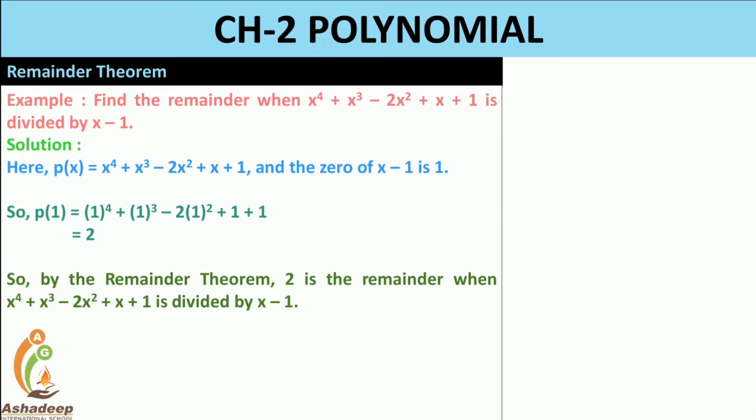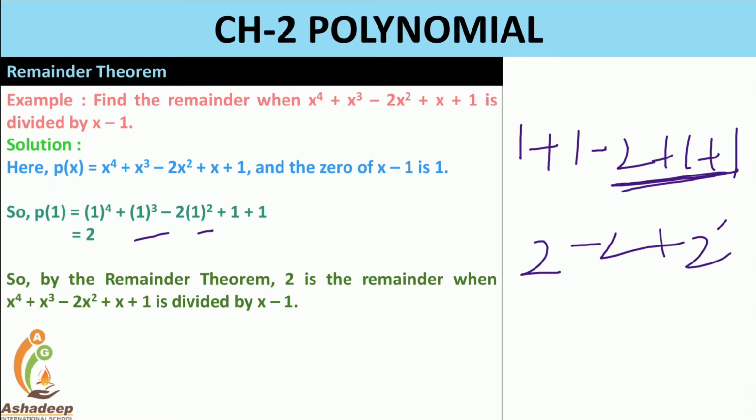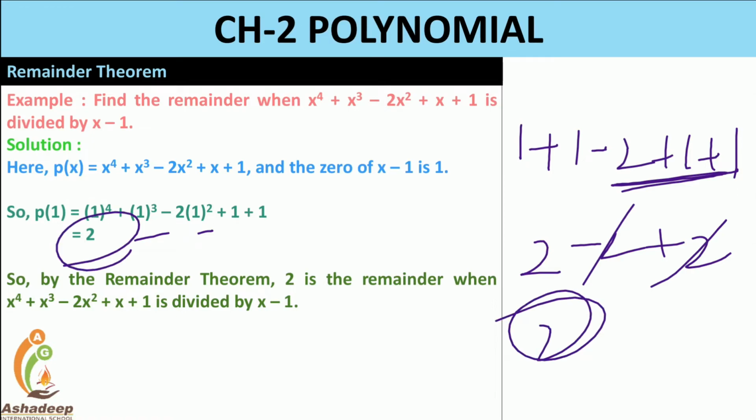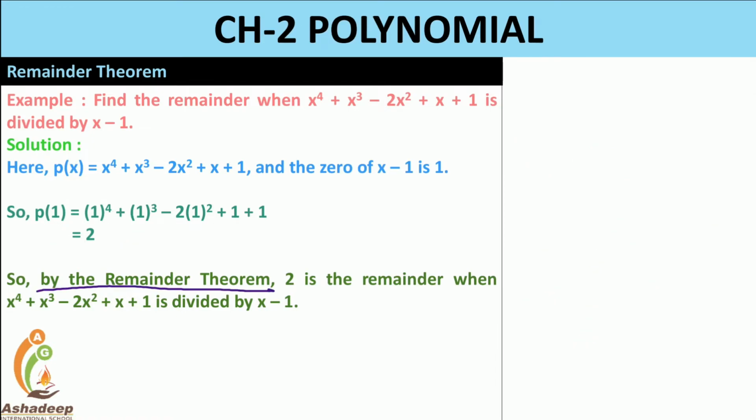So how? In this manner. P of x is this. Instead of x we need to put 1. So 1 to the power 4, 1 cube, minus 2 times 1 squared, 1 and 1. Now 1 to the power 4 is nothing but 1, 1 cube is 1, 1 squared is 1, but 1 twos are 2. And here plus 1 plus 1. So 2 minus 2 plus 2, plus 2 minus 2, 0. The remainder is 2. By the remainder theorem, 2 is the remainder when this polynomial is divided by x minus 1.